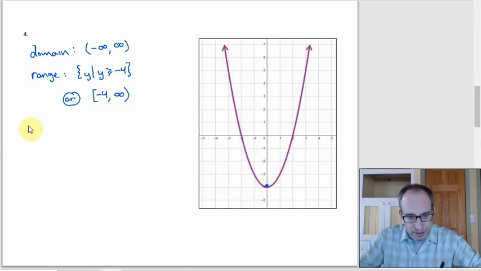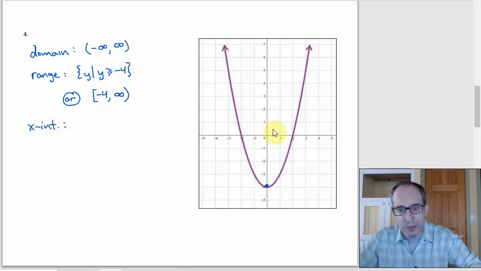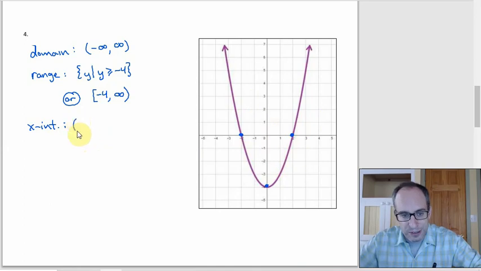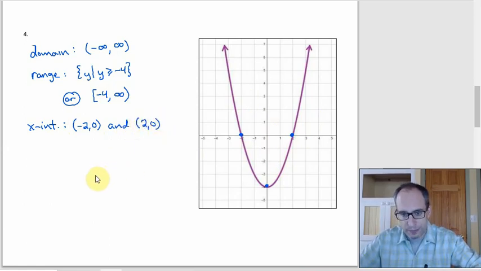Then the intercepts. So the x-intercepts, we said there are 2 this time. So one's right here and one's right here. It's the 2 points where that graph is going to cross the x-axis. So (negative 2, 0) is one of them. And (2, 0) is the other.